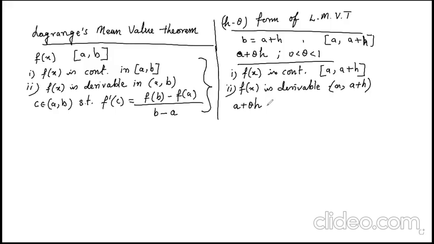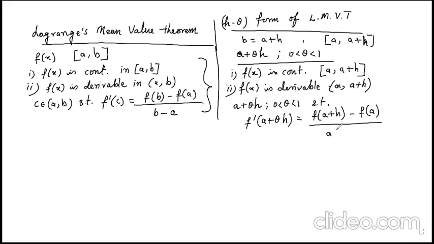Which is our c now, with 0 less than theta less than 1, obviously, such that I can write f dash c, so f dash a plus theta h, is equal to f b minus f a. What is b now? f of a plus h. So f b means f of a plus h minus f a, f a remains, divided by b minus a, that means a plus h minus a. Up to this much is clear? Okay, yes, fine.